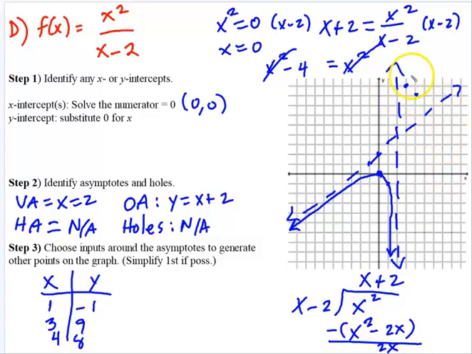So we can kind of see it's taking shape now. So it's kind of parabolic shaped. And we just follow those asymptotes forever, going through those 2 points.